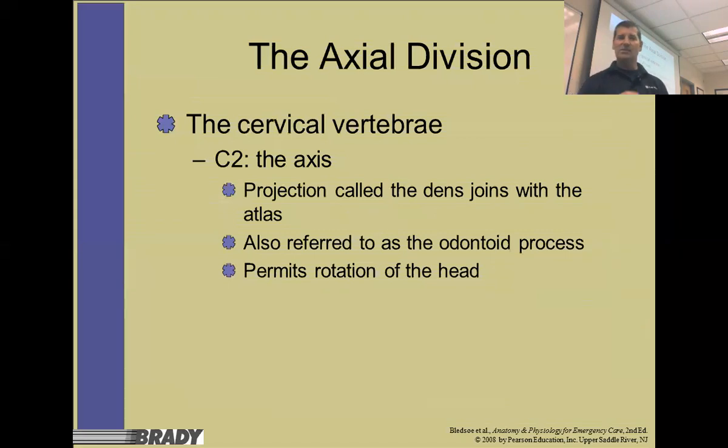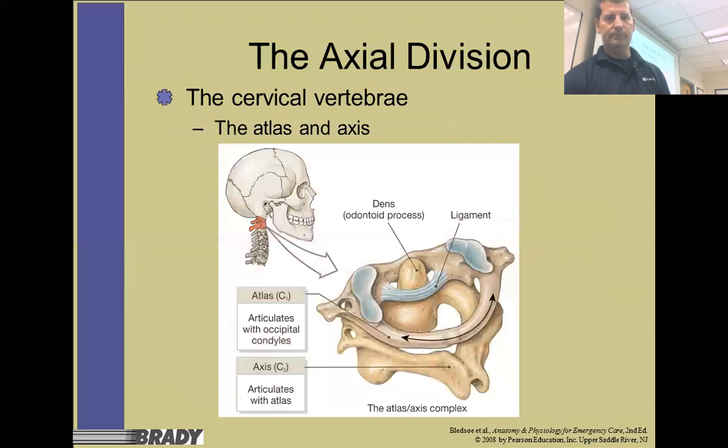And it's the dens ligament that goes around the odontoid process, and that allows us to do the movement. So C2, rotational, has the odontoid process with the dens ligament around it. C1, atlas, allows that up and down nod. And here we can see the picture of that.